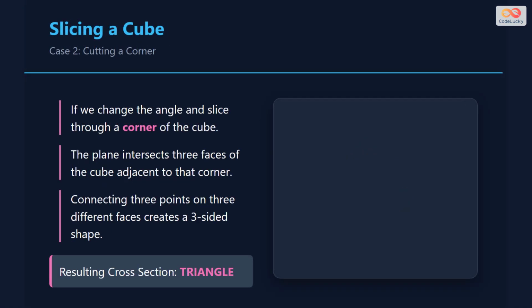Now let's try something different with the same cube. Instead of a straight horizontal cut, let's slice off one of the corners. The plane cuts through 3 of the cube's faces to remove the corner. When we connect the points where the plane hits the edges, we form a 3-sided shape. This cross-section is a triangle.